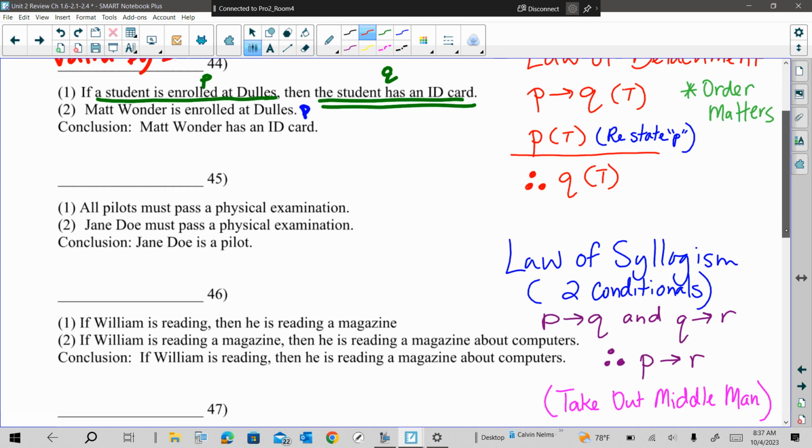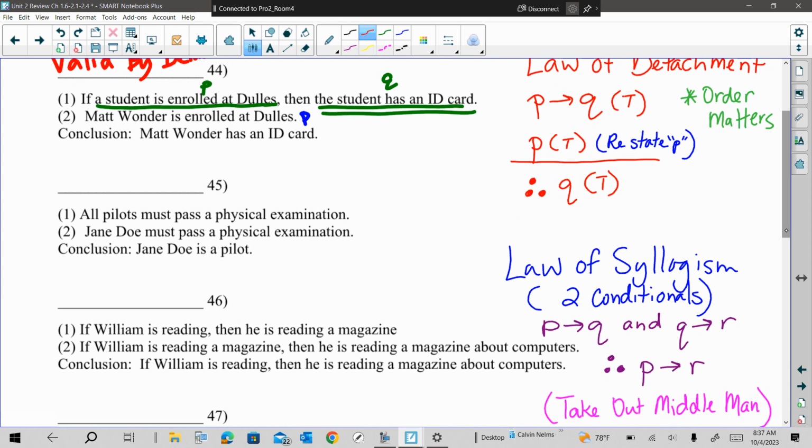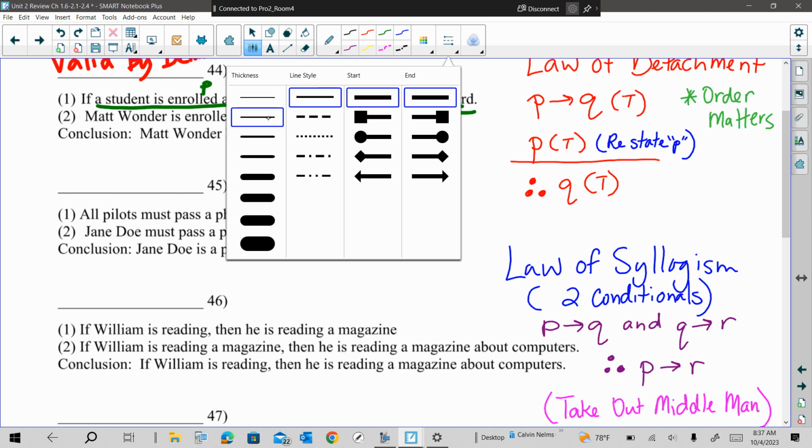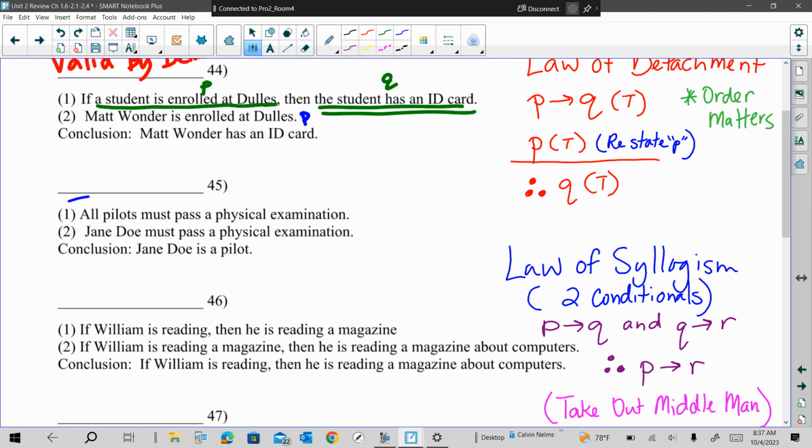Now, on 45, all pilots must pass a physical. It might help to put it in if-then first. So, if you are a pilot, then you must pass a physical.